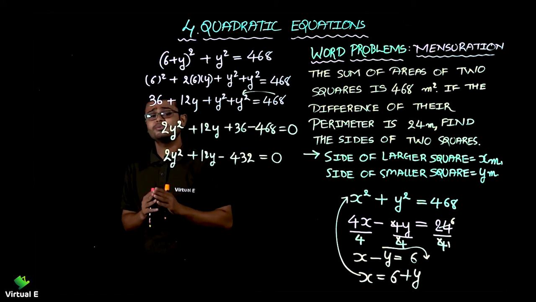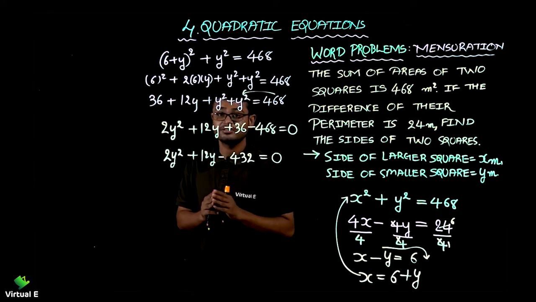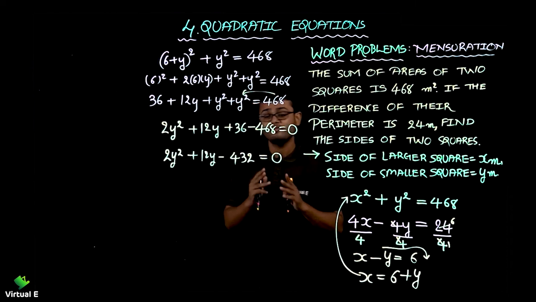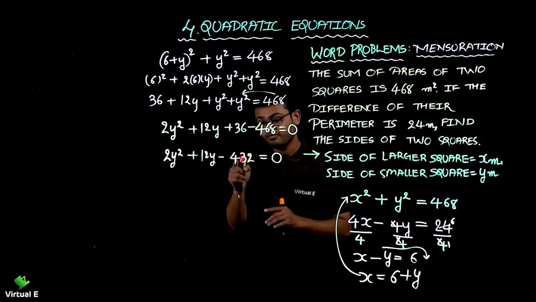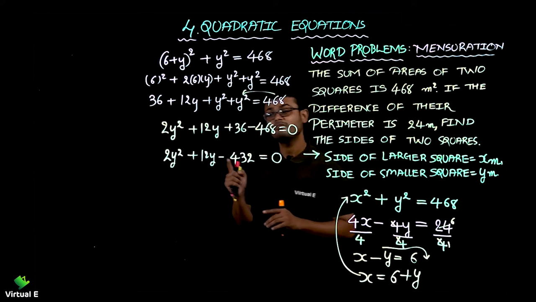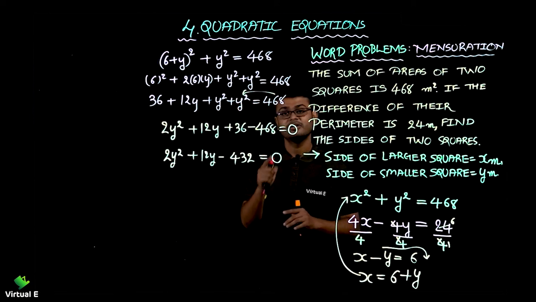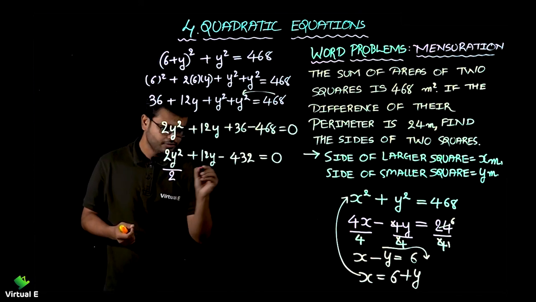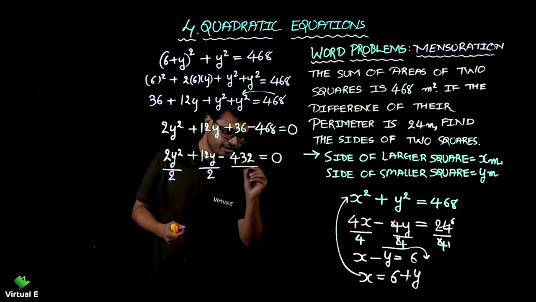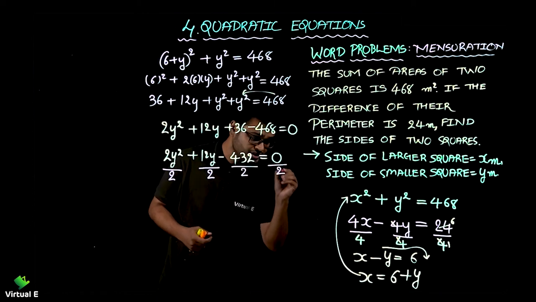Now, can you do any kind of simplification further? Think. I gave you an idea. 2 even number, 12 even number, 4, 3, 2 even number. So we can divide all this term with 2. So let's do it. Divide by 2, divide by 2, divide by 2, and also on RHS side.